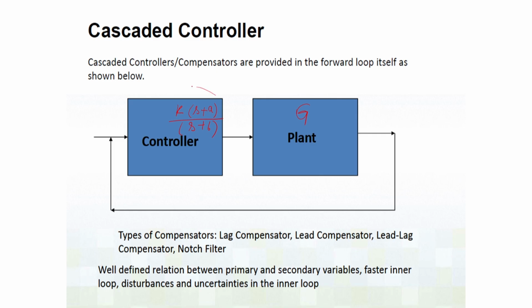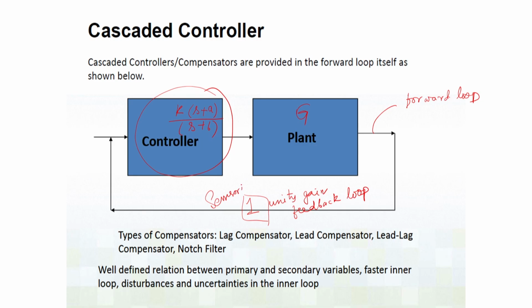All these things come not in the feedback loop, but in the forward loop. This part is the forward loop, and I have simply kept unity gain in the feedback loop. Now, there are some controllers which can also be used in the feedback loop, but this time I am keeping everything in the forward loop, keeping in mind that whatever is unity now corresponds to the sensors. So, this part is related to the sensors.